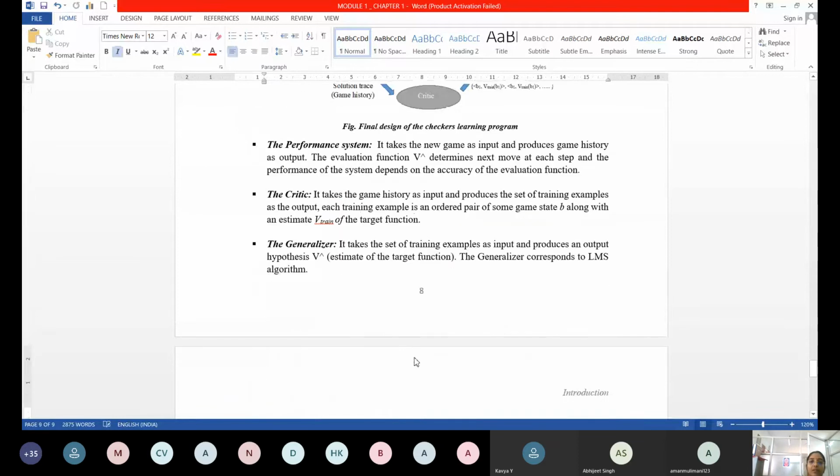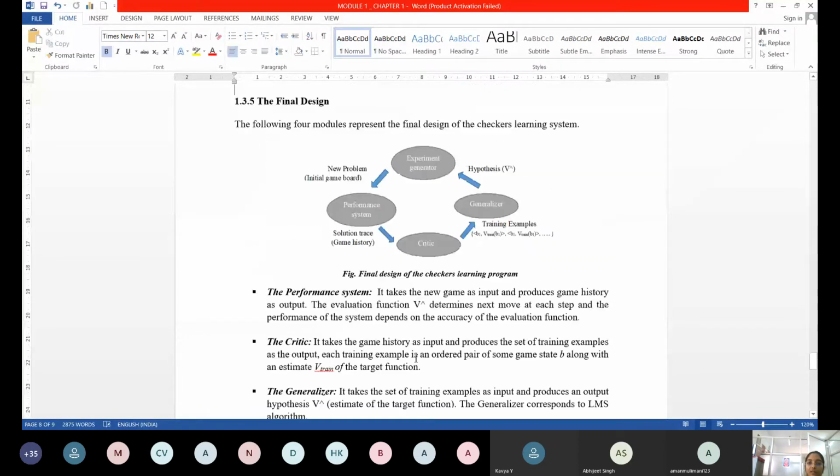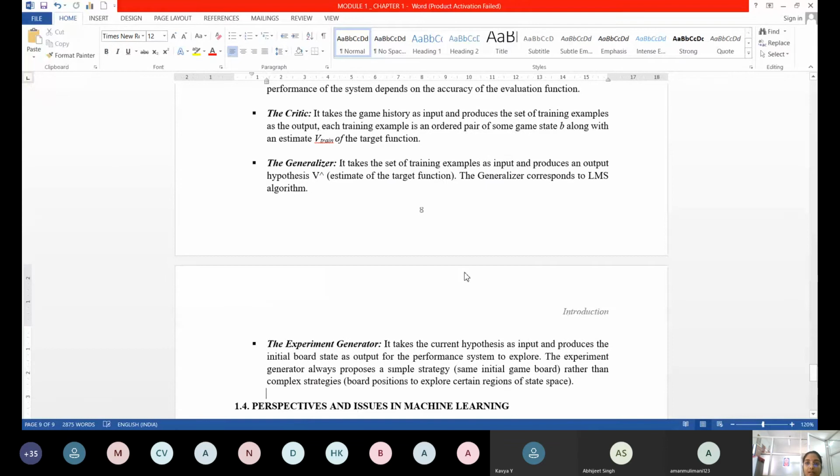Going to the next one, what is your next module? It is the generalizer. Now I got training examples. This generalizer will take training examples as the input, and produce a hypothesis. Hypothesis is nothing but an assumption. Here, I think I can better explain to you in my next module, next chapter, what a hypothesis is, general or specific hypothesis. So now you just listen.